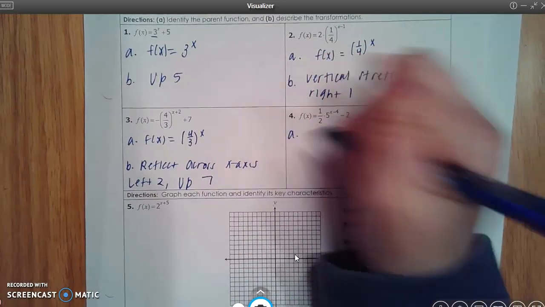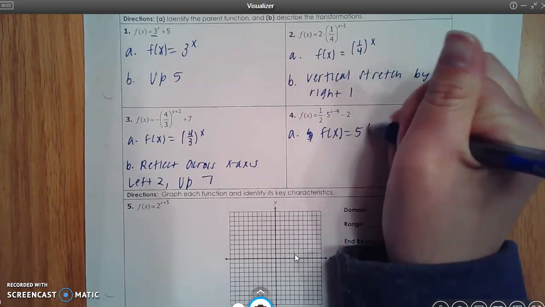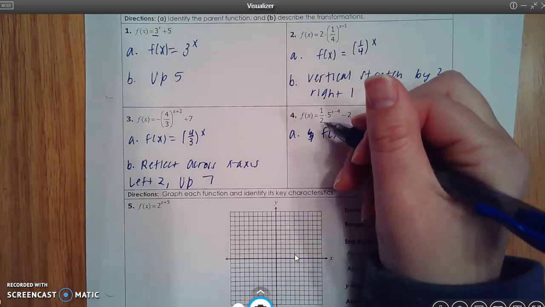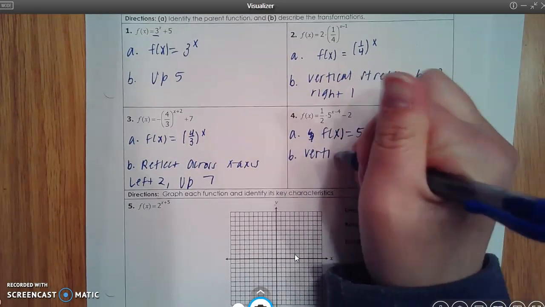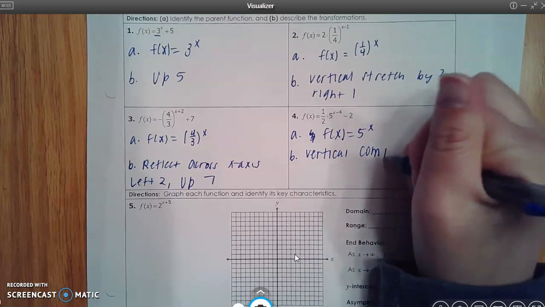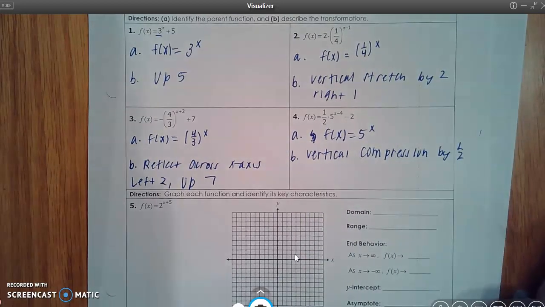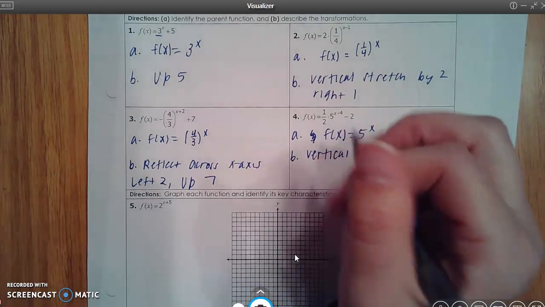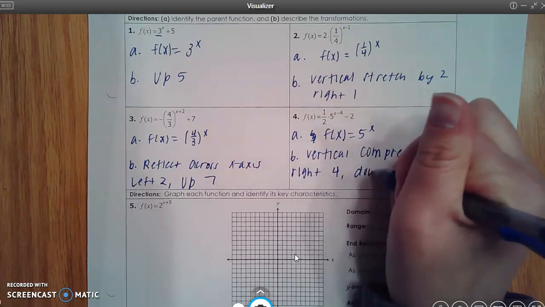Okay, 4. Parent function is f of x equals 5 to the x. There's no reflection. However, 1/2 is less than 1, so we have a vertical compression by 1/2. I have a minus 4 in my exponent, so it means we're going to go to the right 4 and down 2.